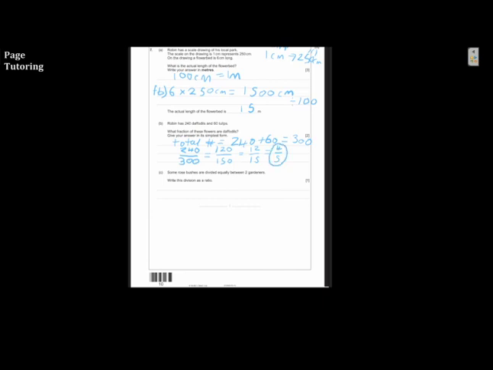Simplest form. Some rose bushes, so part C, some rose bushes are divided equally between 2 gardeners. Write this division as a ratio. Well, this is giving me pause there because it almost seems like a trick question, but they're not trying to trick you. They're trying to see if you understand basic ratios.